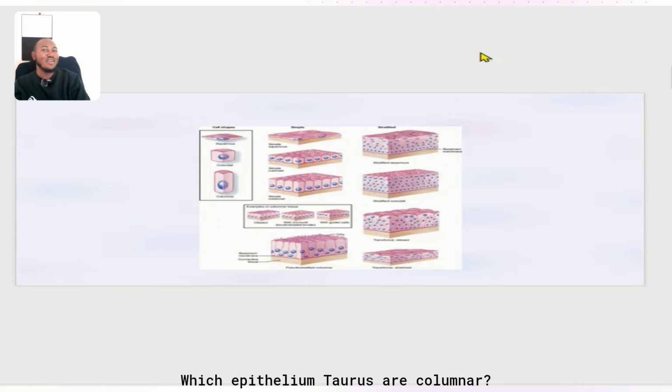Another one is saying an epithelium with a single layer of tall cells will be classified as which epithelium? Tall cells are columnar. Single layer, simple. So simple columnar. Answer, simple columnar. You will see urothelium, you will see stratified, you will see simple cuboidal, simple squamous, stratified squamous. Answer is simple columnar. Very important for you to know.